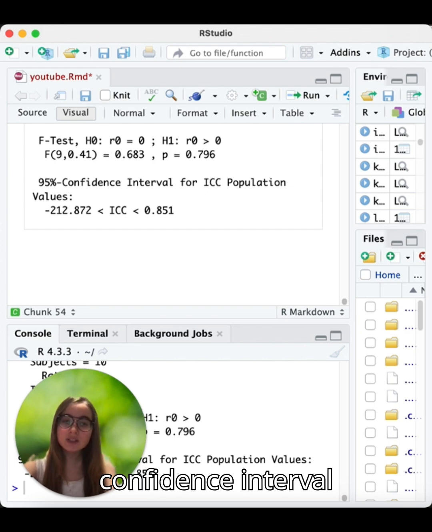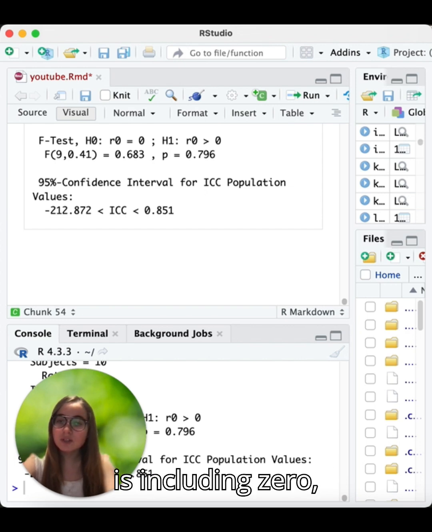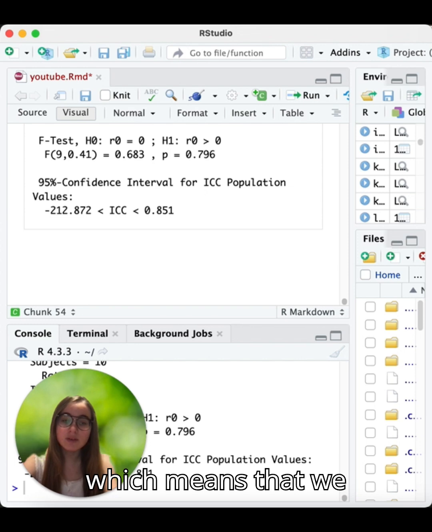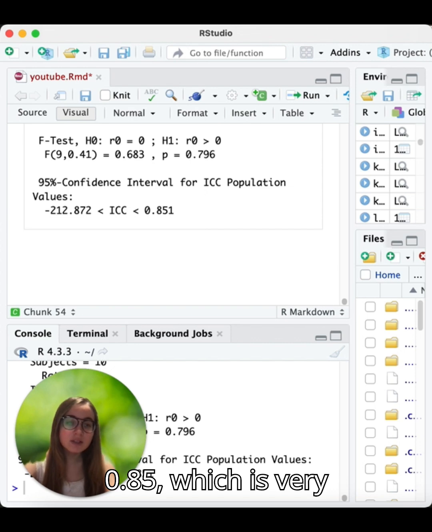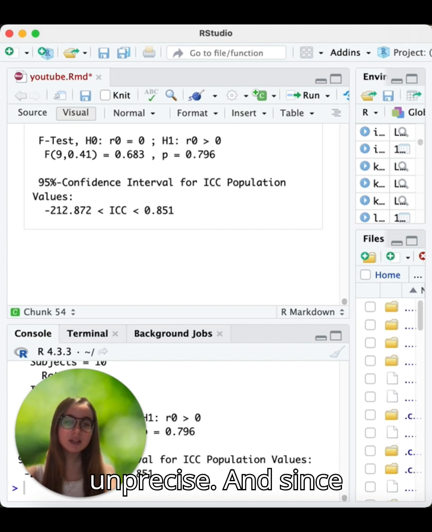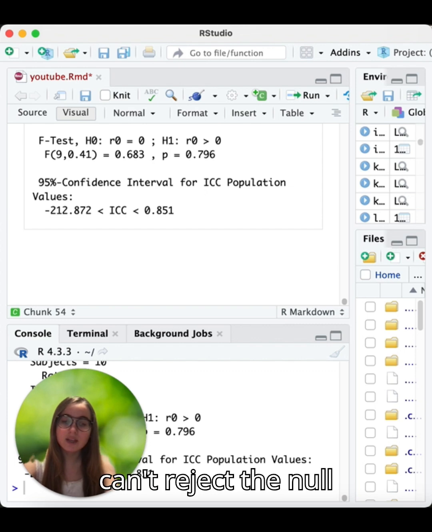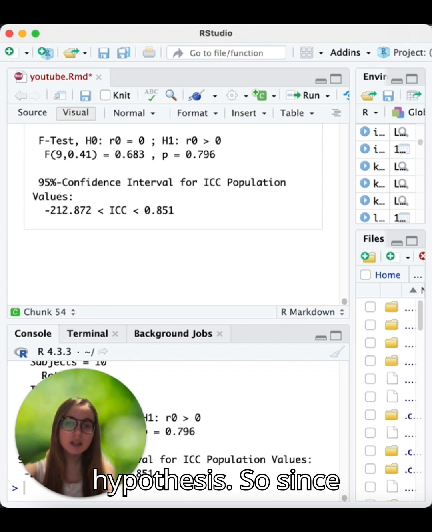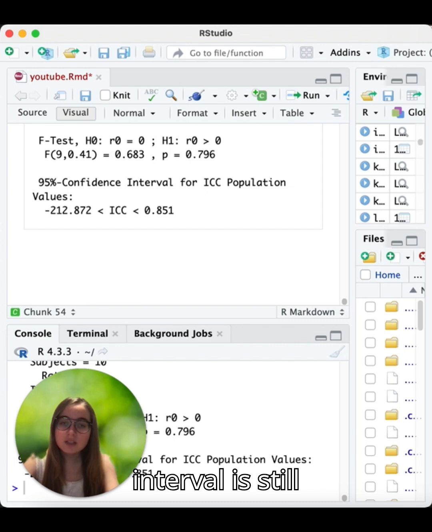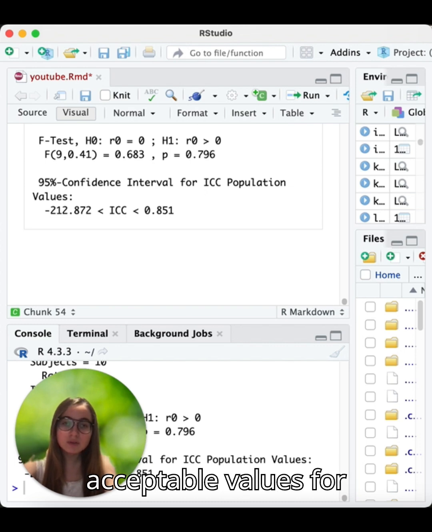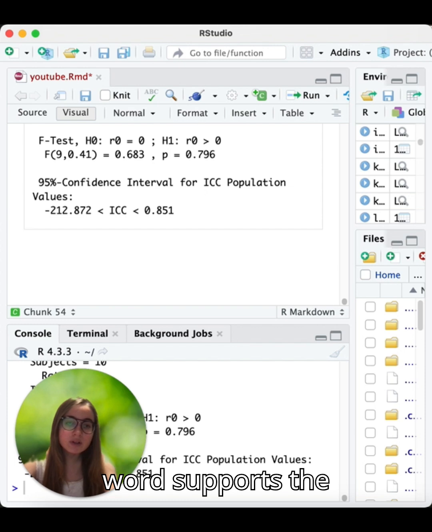The confidence interval includes 0, which means that we have a wide confidence interval from minus 212 to 0.85, which is very unreliable and imprecise. And since we have 0, we can't reject the null hypothesis. Since the upper bound of the confidence interval is still below typical acceptable values for good agreement, this further supports the conclusion that there is very poor agreement among the raters.